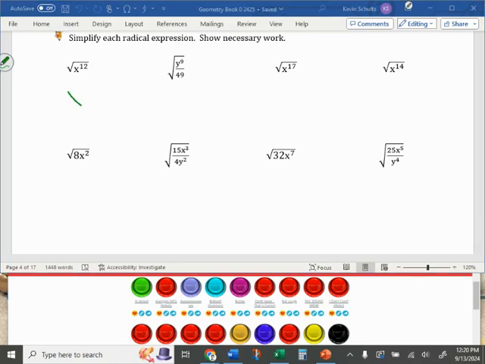X to the 6th. Divide by 2, it's an even power. Simply divide by 2, and there we go. Skip 1. Over to X to the 17th power. What will that simplify to be?